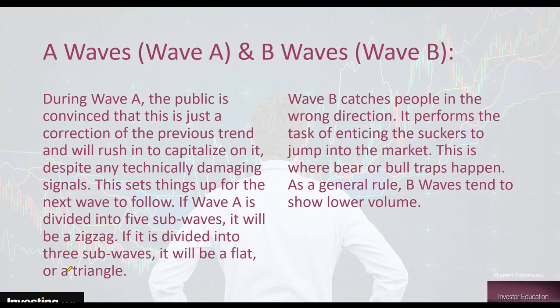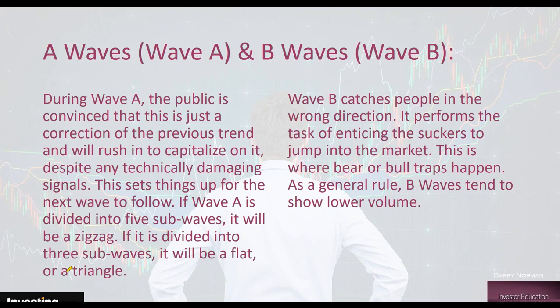If wave A is divided into 5 subwaves, it will be a zigzag. So remember, each wave should have its subsets in it. And if wave A is divided into 5 subwaves, because remember, up you have 5, down you have 3. So we have up 3, you have a 5, 3, 5, 3. Now in the subwave of A, you can have the 5 subwaves. It will be a zigzag. If it is divided into 3 subwaves, it will be a flat or a triangle.